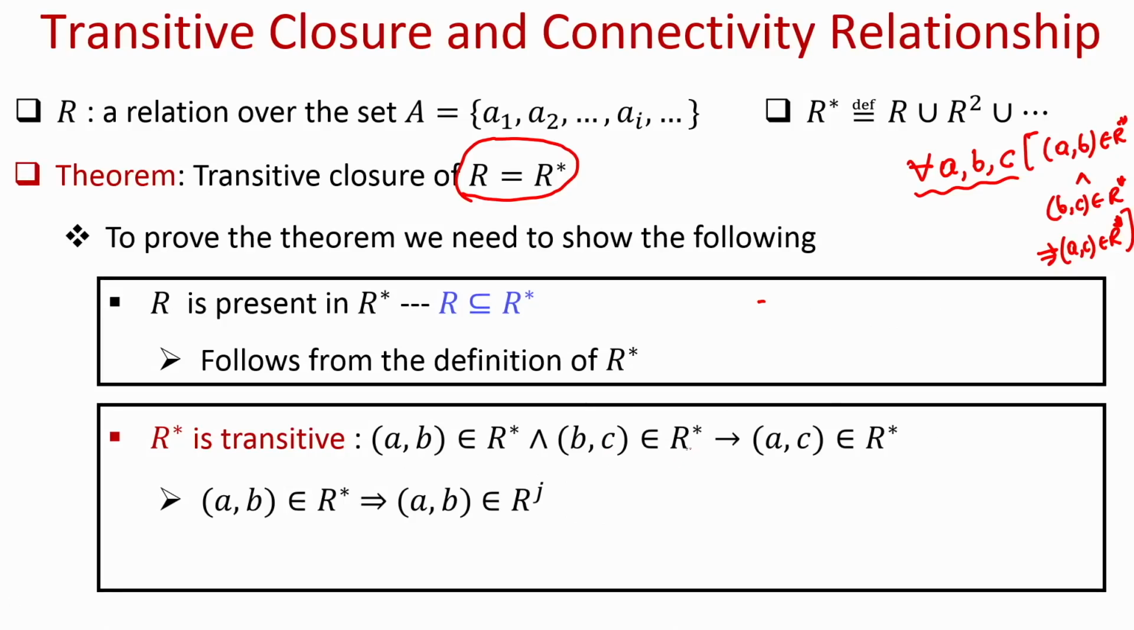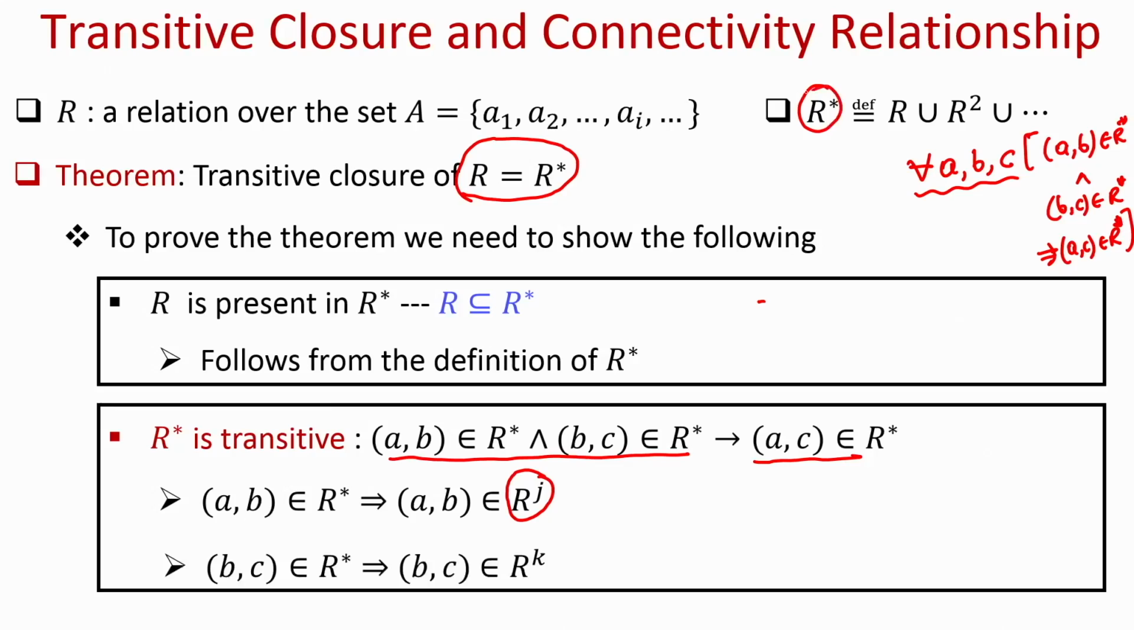So, to prove this implication we have to show that the left hand side or the premise of this implication is true, and then we have to show that even the conclusion is true. That is how the definition of implication is given, right. So, assume that (a, b) is present in R star. That means as per the definition of R star, (a, b) is present in some power of R, say the jth power, because that is the definition of R star. And in the same way, imagine that (b, c) is present in R star. So, that means it is present in some power of R, say the kth power. There need not be any relationship between j and k; j could be anything, k could be anything.